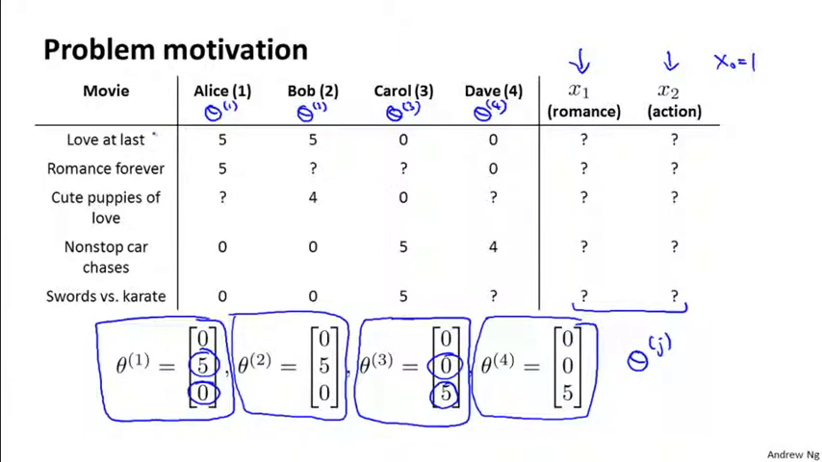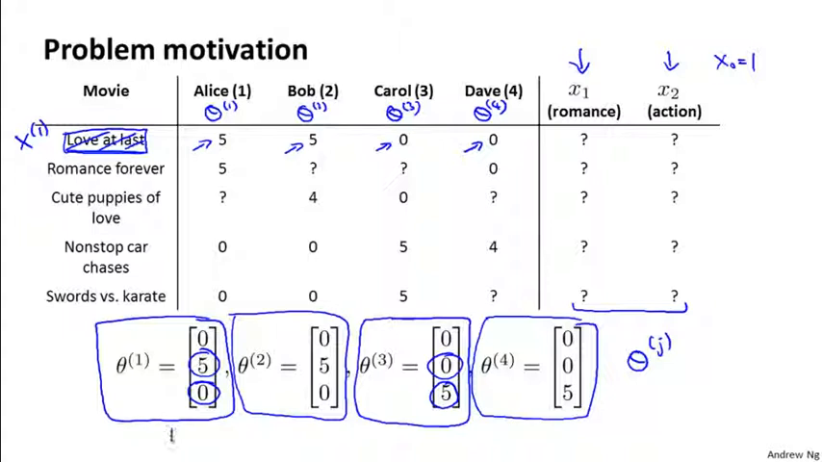Let's look at movie 1. So that movie 1 has associated with it a feature vector x1. And this movie is called Love at Last, but let's ignore that. So let's pretend we don't know what this movie is about, right? So let's ignore the title of this movie. All we know is that Alice loved this movie, Bob loved this movie, Carol and Dave hated this movie. So what can we infer?